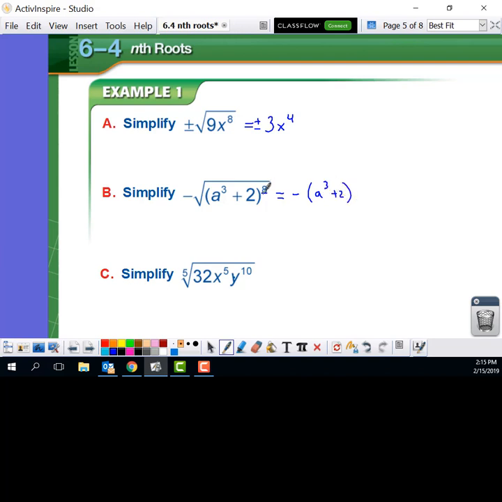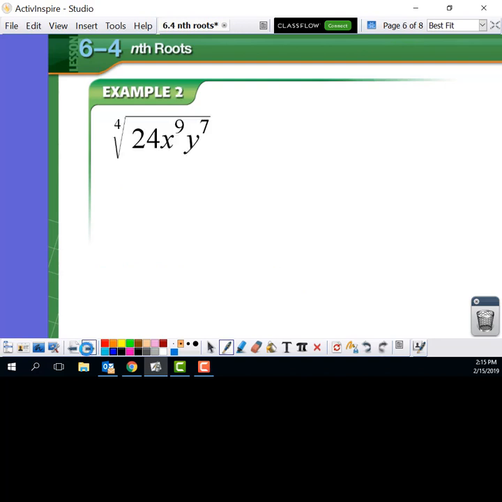And we see that 8 is divisible by 2, so it's going to come out as a cubed plus 2 to the 4th power. And then lastly, 32 comes out as a 2. X to the 5th comes out as just an x, and we have y squared. Again, I don't need a plus or minus in front of this because it is an odd root, and odds will either be positive only or negative only. Okay.